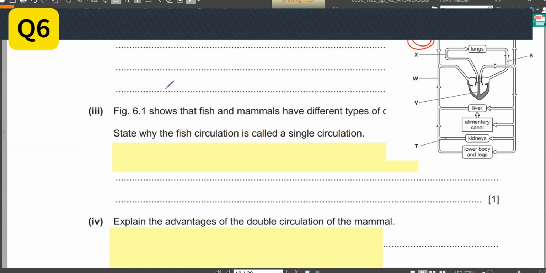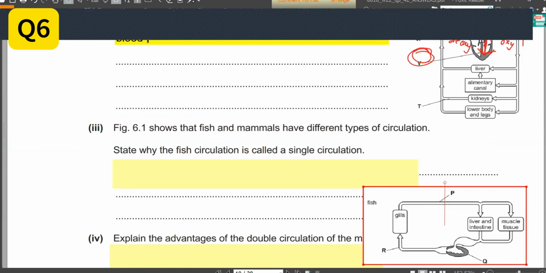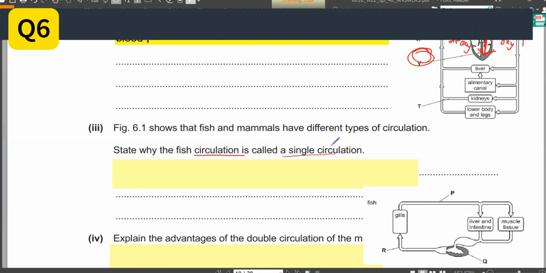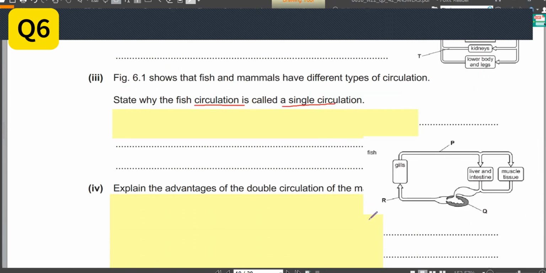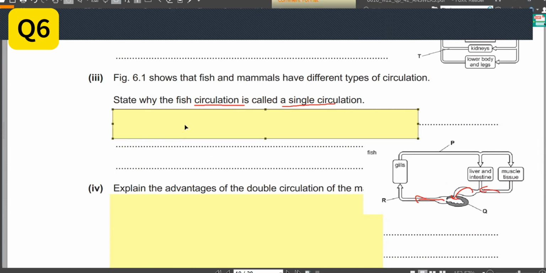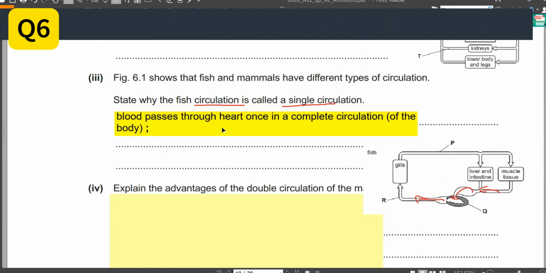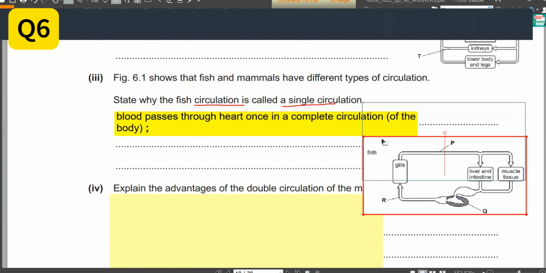All right, so figure 6.1. Just now, why is fish circulation called the single circulation? It's clear because the main point is the blood passes through the heart once only. Every cycle, it passes through the heart once only. So that's why it is called the single circulation. Blood passes through the heart once in a complete circulation, only once. Next.